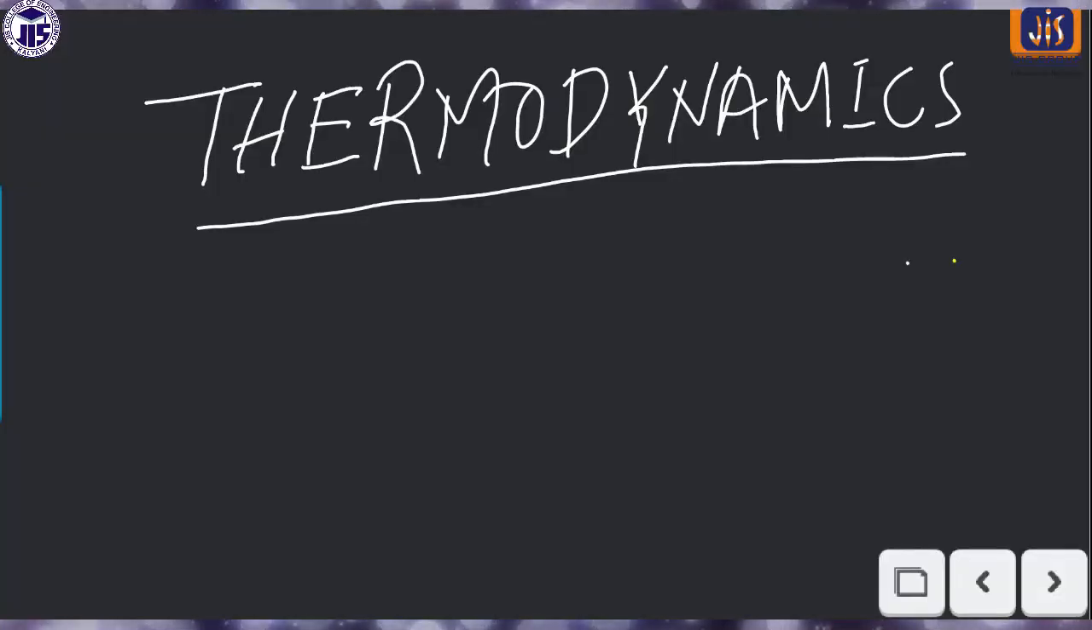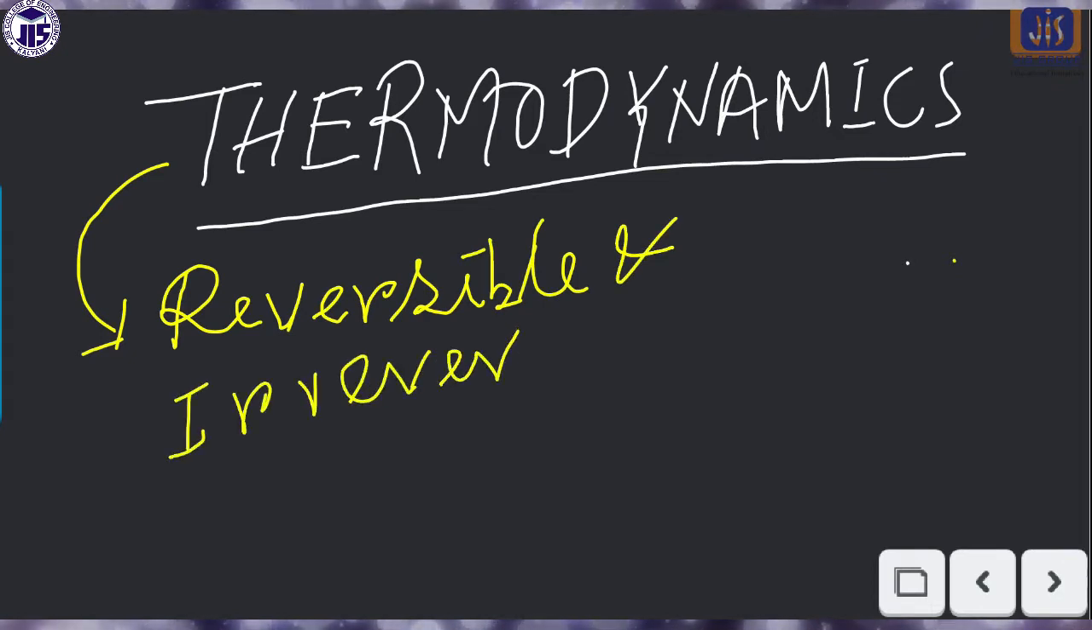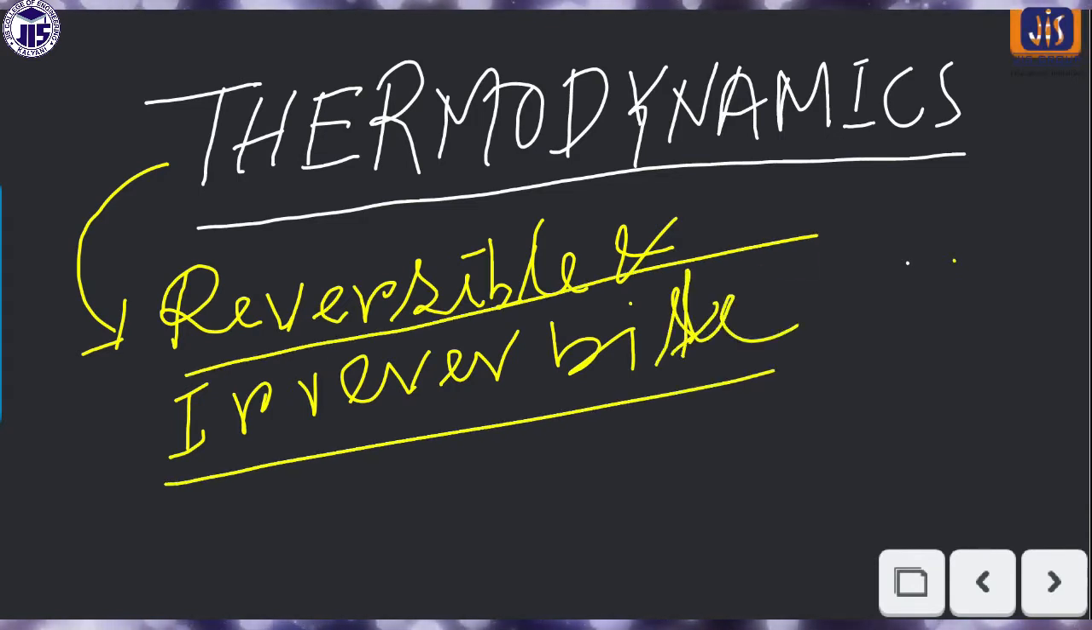Today we will discuss, at first, what I told you in the previous class also: what is the reversible and the irreversible process? What is the reversible and the irreversible process? Irreversible process. These are very important. What is the reversible process and what is the irreversible process?